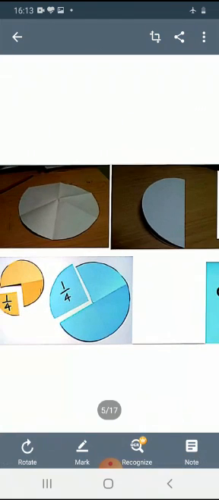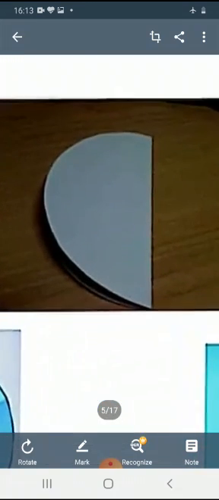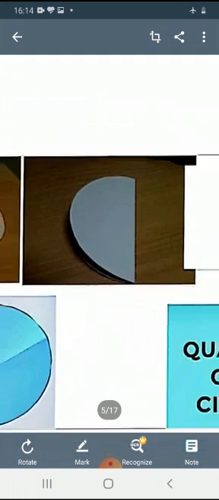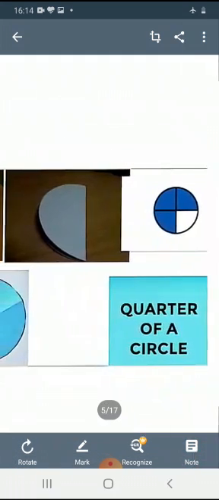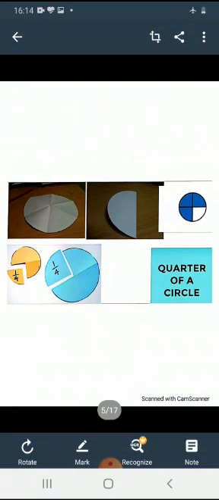You just take a white paper, cut the round edges, make a circle shape and fold the circle into two parts, then we'll get a half circle. If we make the circle into more parts, then we get a quarter part of a circle. And these are the parts of a circle.